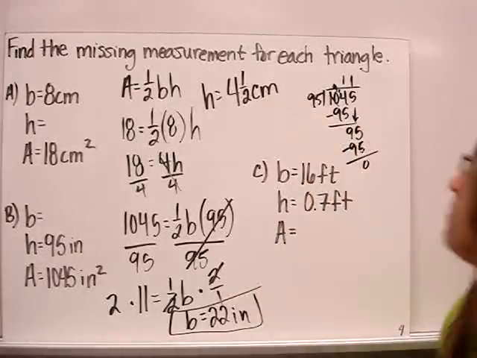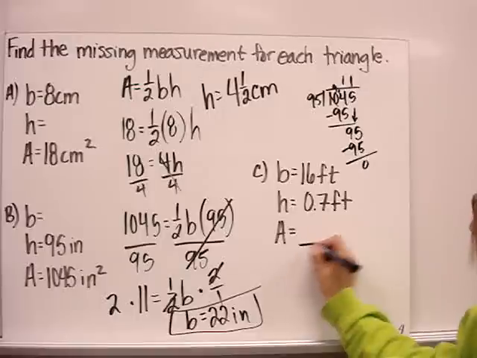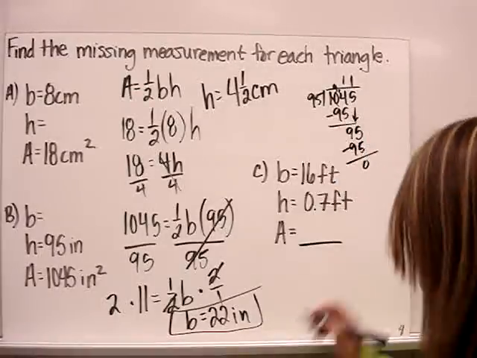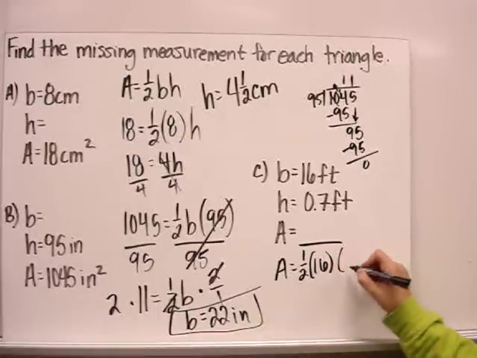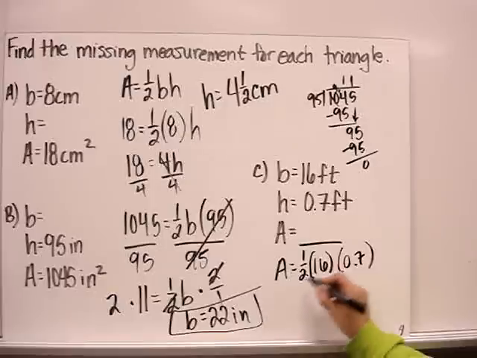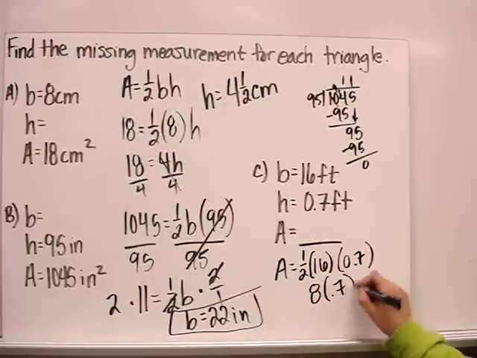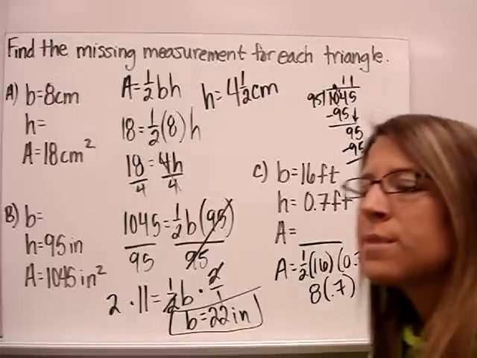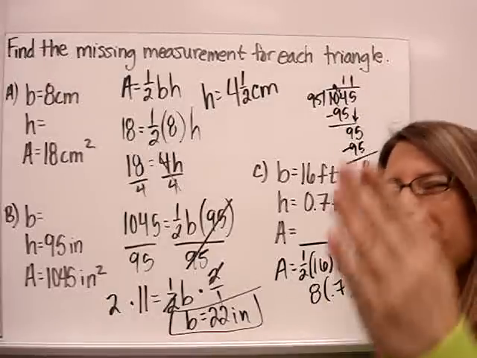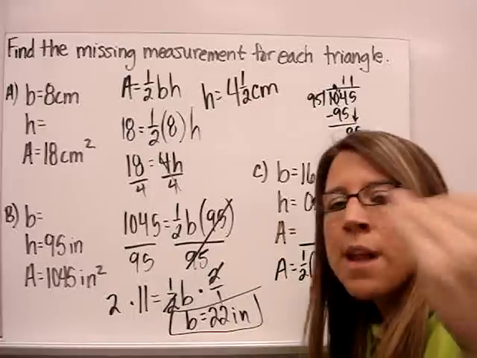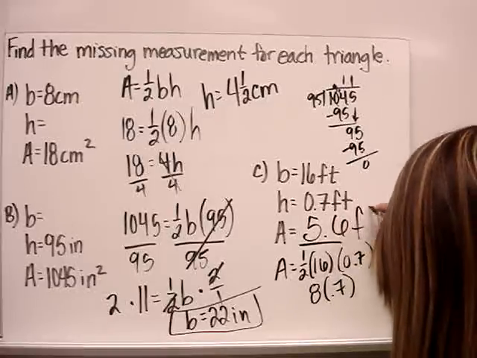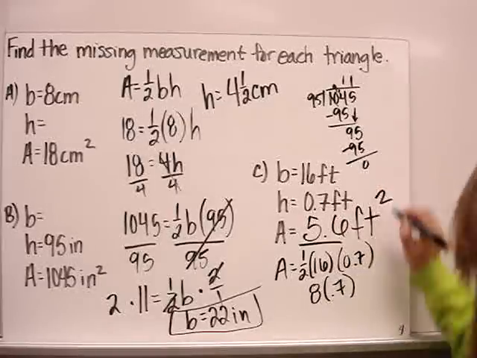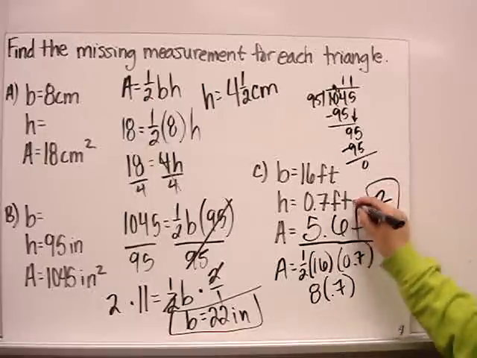And then C, 1/2 base times height. I'm looking for A this time, so all I have to do is plug it in the formula. That's cool. So A equals 1/2 of 16 times 7/10. Fun. So 1/2 times 16 is 8. So 7/10 times 8, well, I know that 8 times 7 is 56, but I have that one decimal place in there. It's like dividing by 10. So 56 divided by 10 is 5.6. So 5 and 6/10 feet squared. There it is. That's the answer.